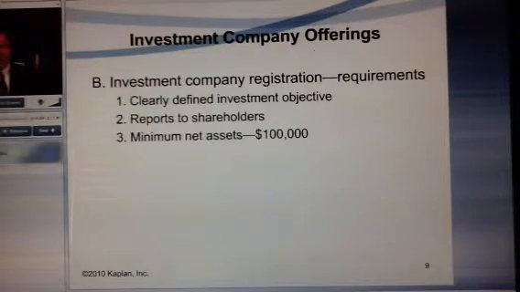It doesn't take a whole lot to register as an investment company. We need a clearly defined investment objective. We need semi-annual reports to shareholders. One of those reports would be an updated prospectus. We need minimum assets of $100,000. There are other items that you need to check off on a checklist, but for your test, I would be aware of these three when it comes to registering an investment company.